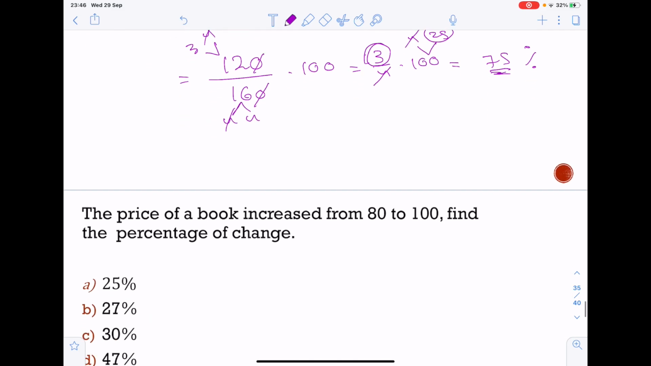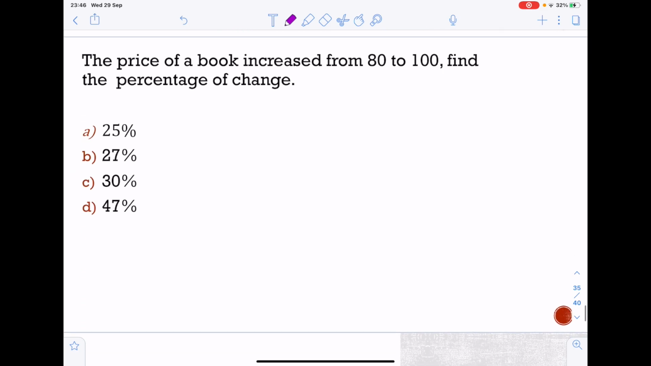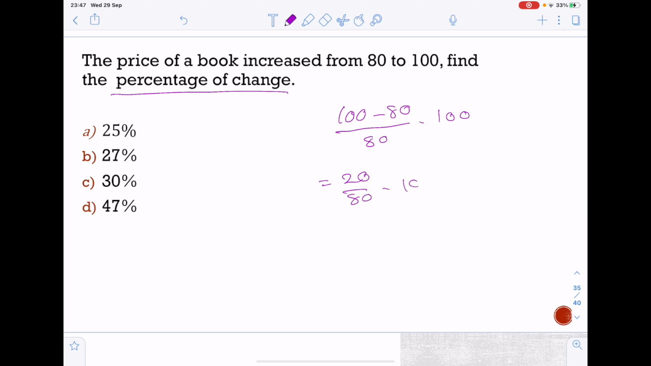It's increased by 75%. Okay, the price of a book increased from 80 to 100. Find the percentage of change. So same thing, to find the percentage of change, we subtract the prices, divide by the original one, times 100. So 100 minus 80 is 20, over 80, times 100. Now we can cancel this 0 with this 0. 2 over 8 is 1 over 4, times 100.